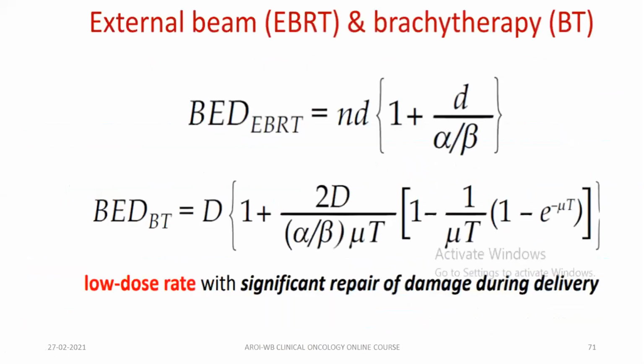This is the BED for brachytherapy. Mostly during LDR, we used to have a long treatment time, and this part of the treatment used to get subtracted. In HDR, this is not much of a problem, and we add this up. So your aim is to complete brachytherapy by 8 weeks of time.